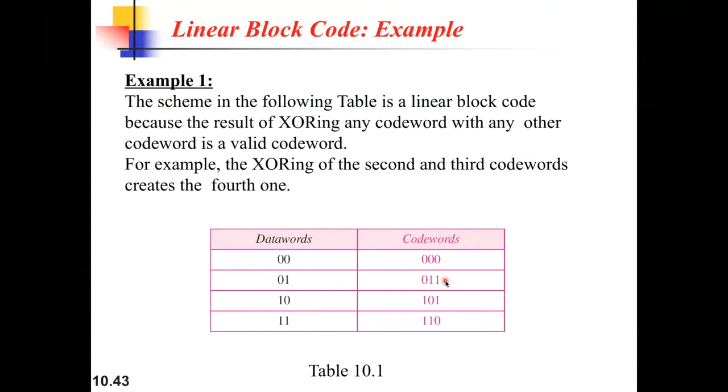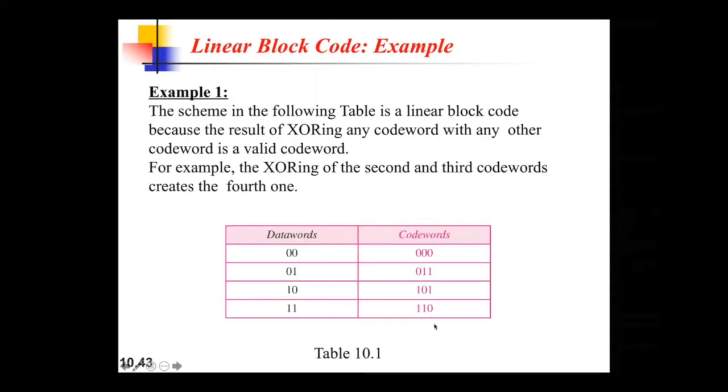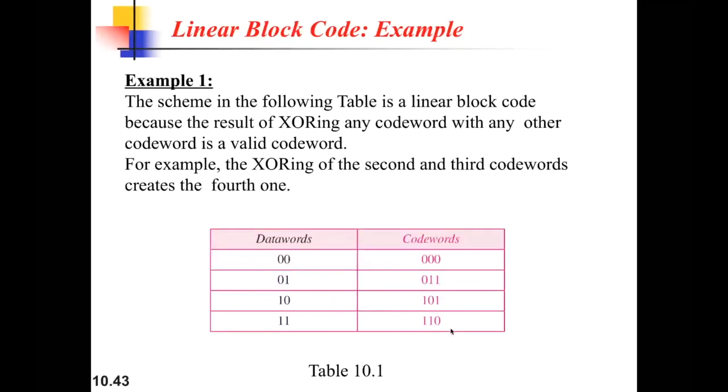Let's now try some other 2 code words. We try second and third. Perform XOR. Different bits 1, different bits 1, same bits 0. So answer is 1 1 0. Do you see 1 1 0 in the table? Yes, mashallah. We see 1 1 0 in the table. So like that, you take any 2 code words, perform XOR, and if the answer is also in this table, we say this coding scheme is a linear block code.